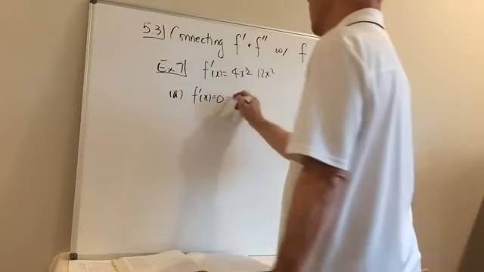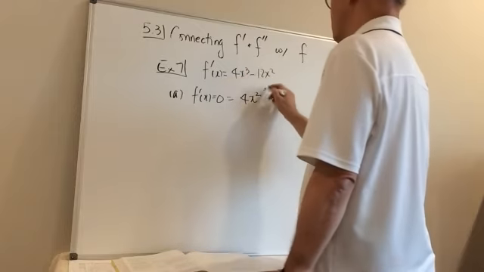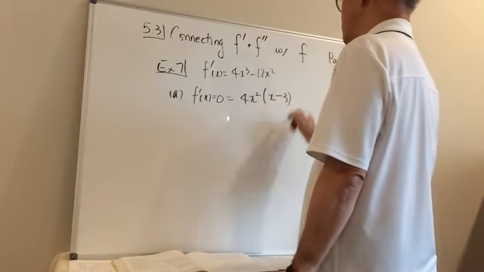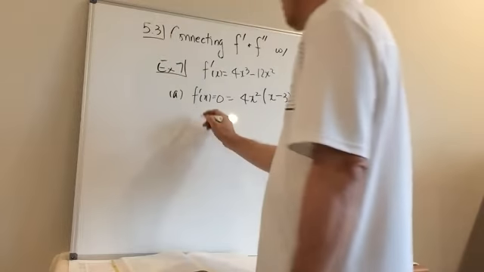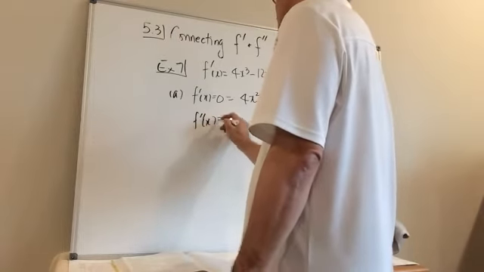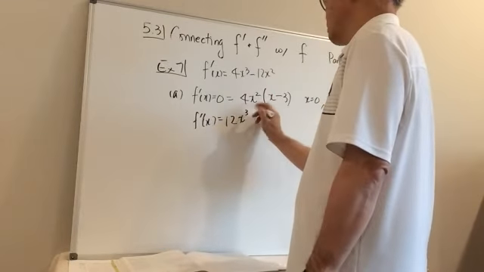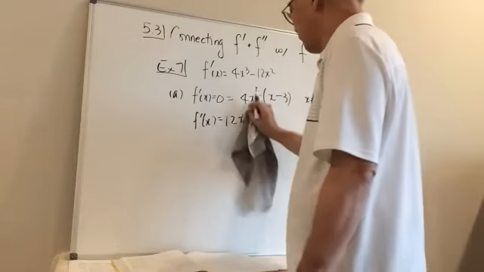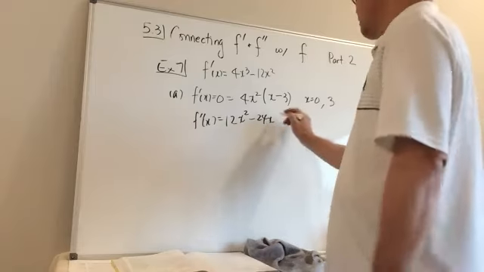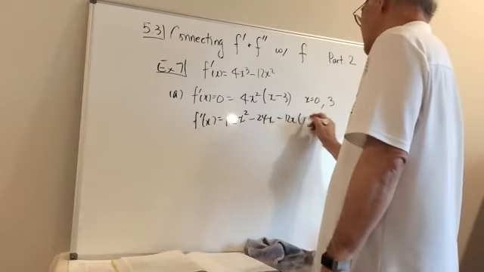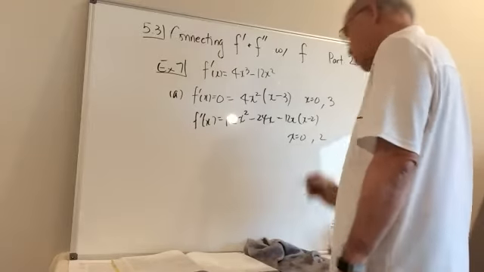When this is equal to 0, I pull the 4x squared out, and I get x minus 3. So I'm going to get x equals 0 or 3. f double prime of x is going to be equal to 12x squared minus 24x. So I'm going to get 12x, x minus 2. This equals 0 or 2.